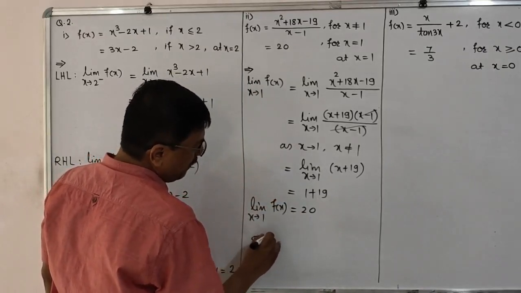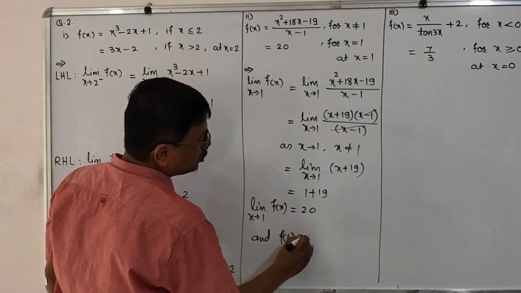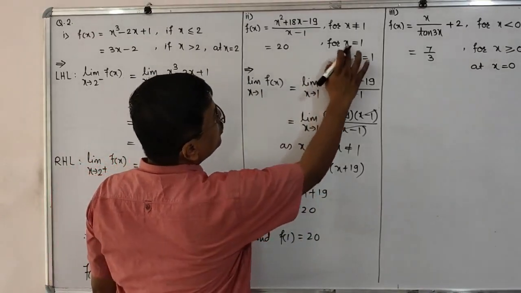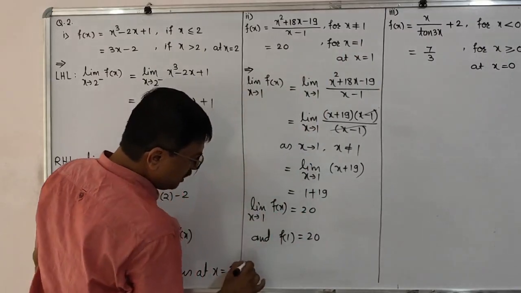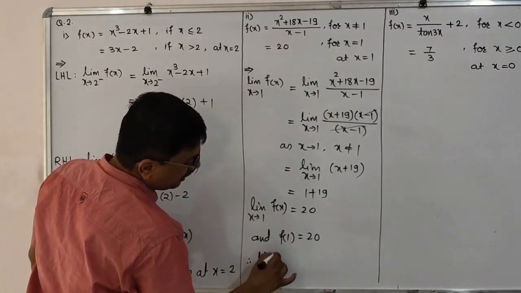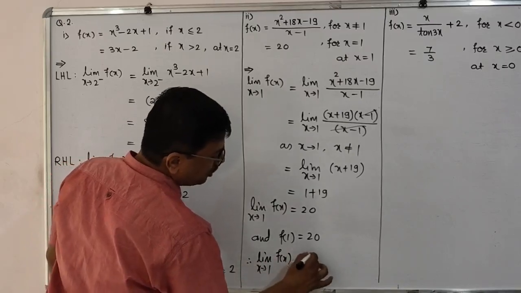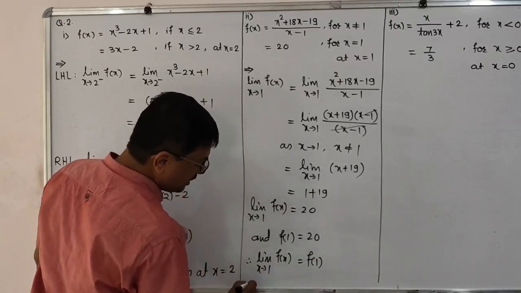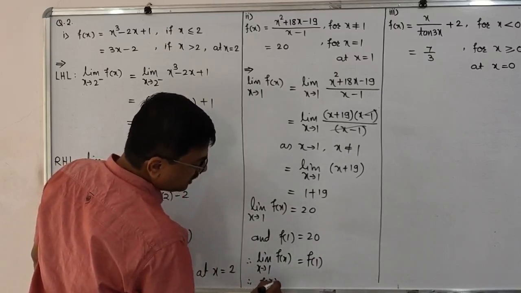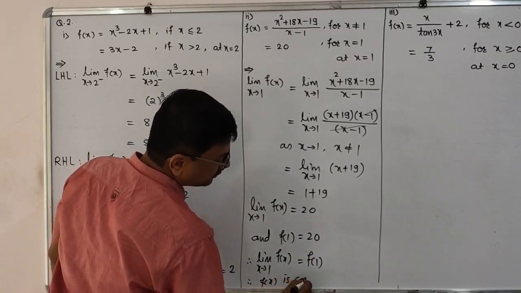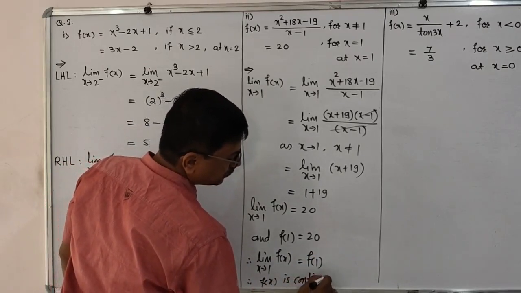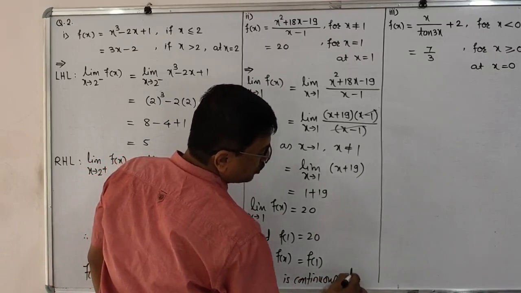And f of 1 is given as 20. For x is equal to 1, it is given 20. Means limit of f of x as x tends to 1 is equal to f of 1. Hence we can say that f of x is continuous at x is equal to 1.